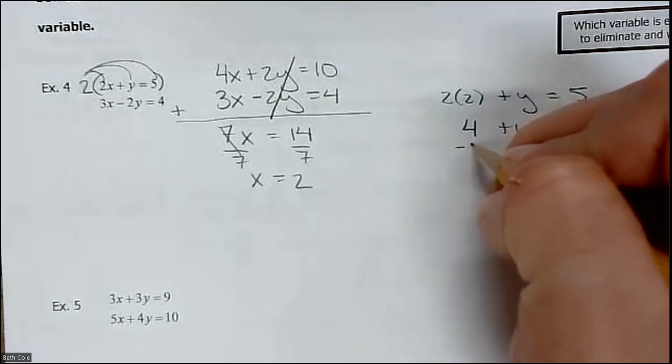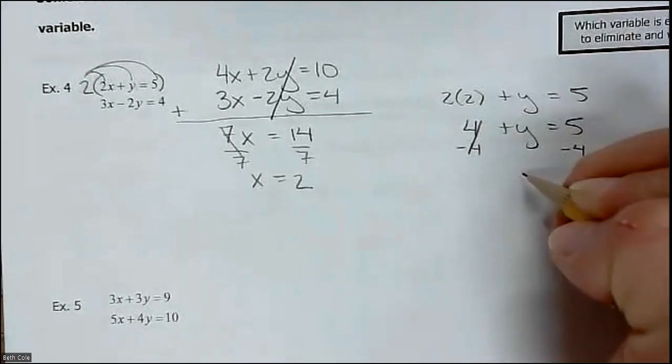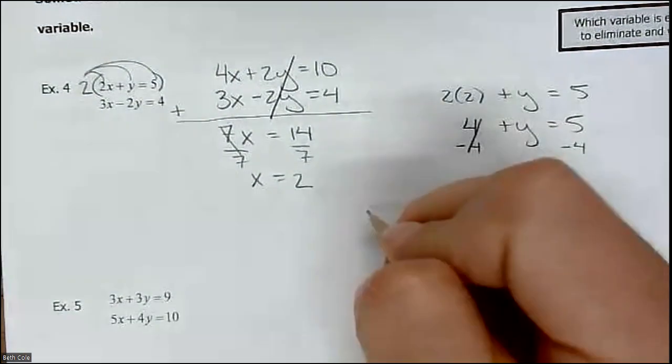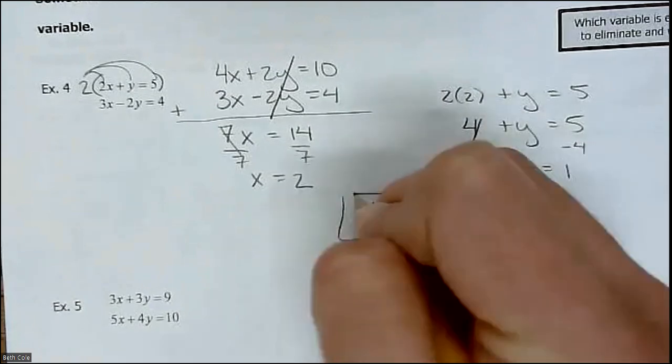And then subtract 4. What do you get for y? y equals 1. You have to write it as an ordered pair. (2, 1). You're welcome.